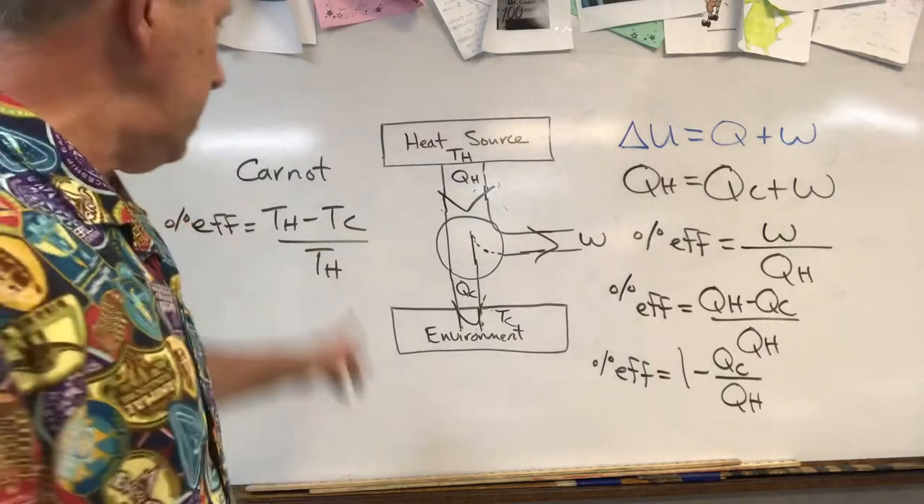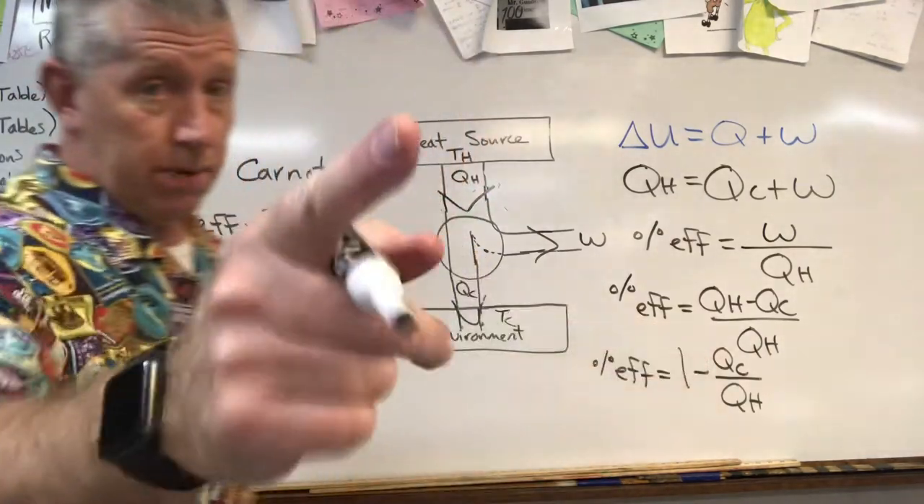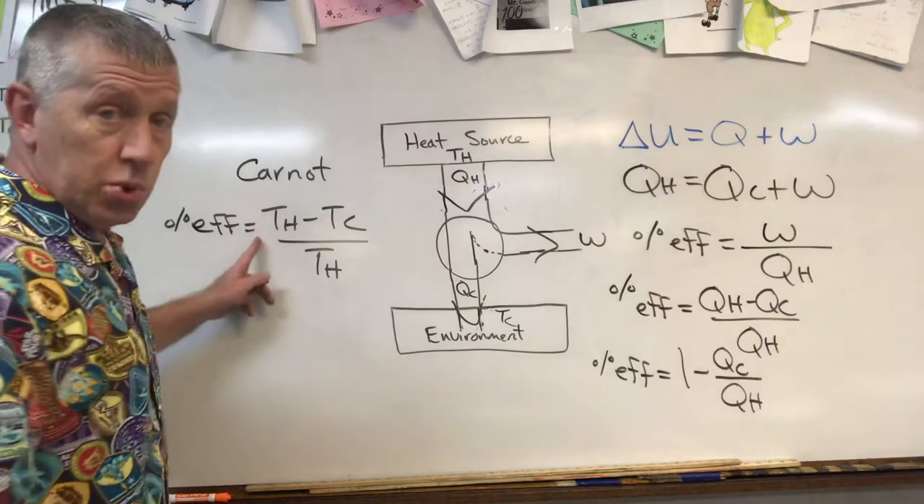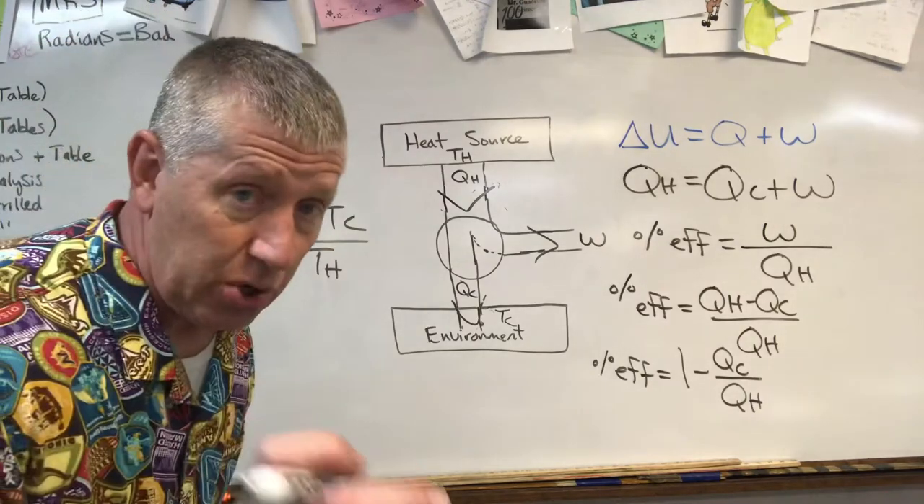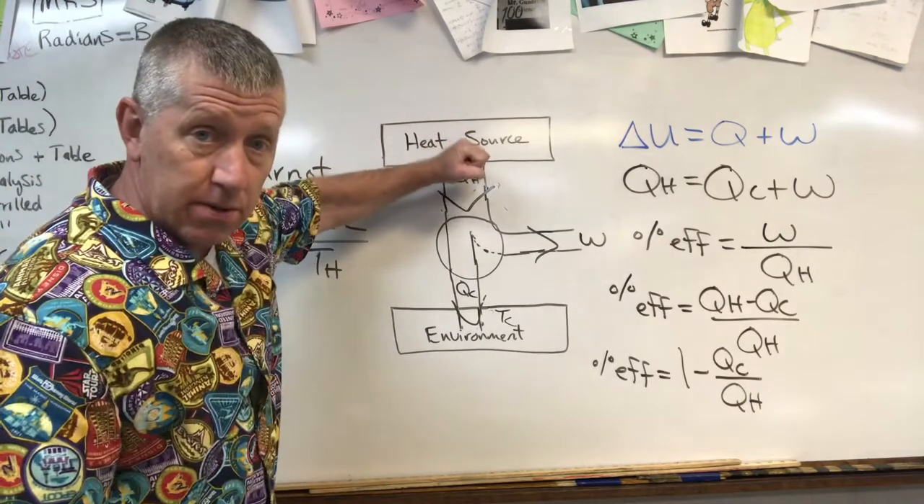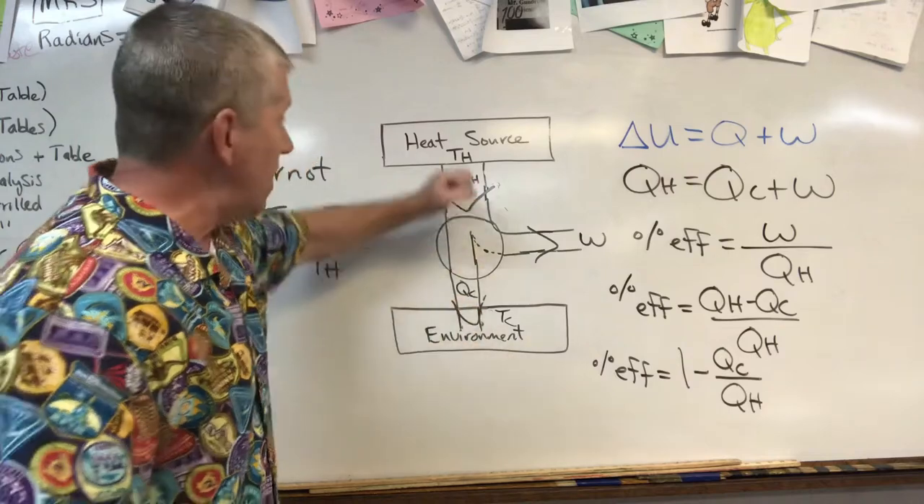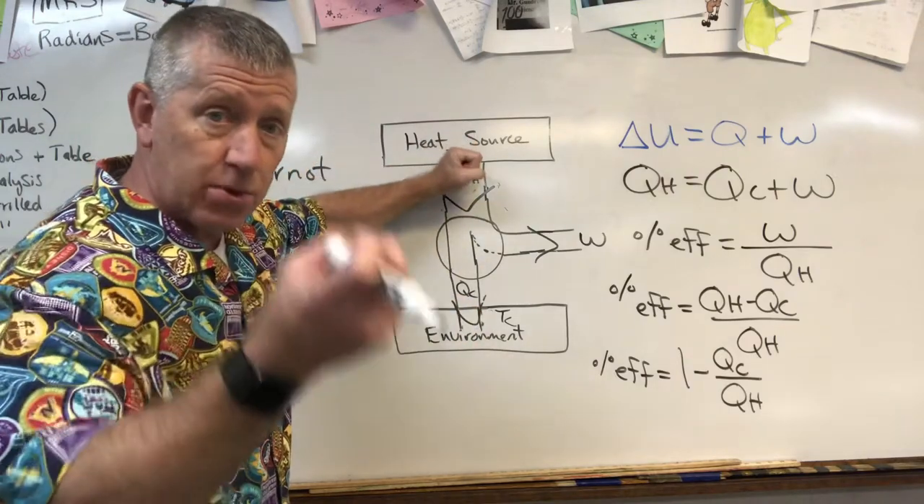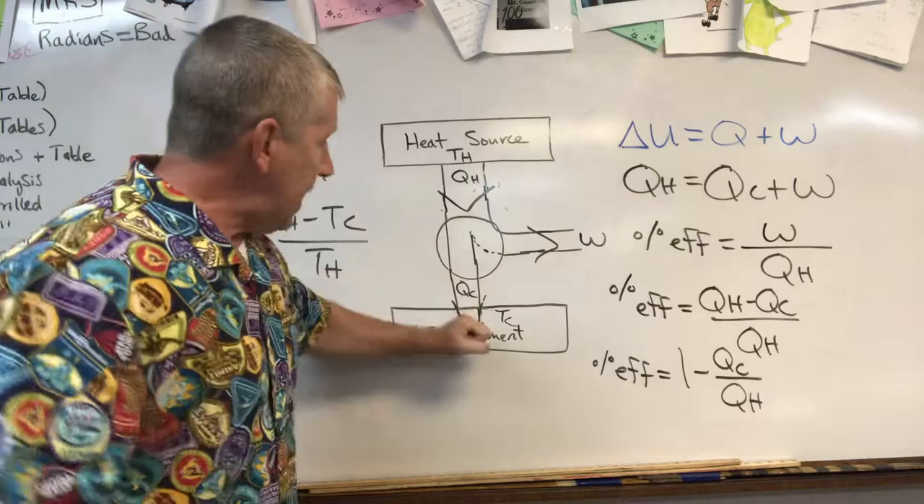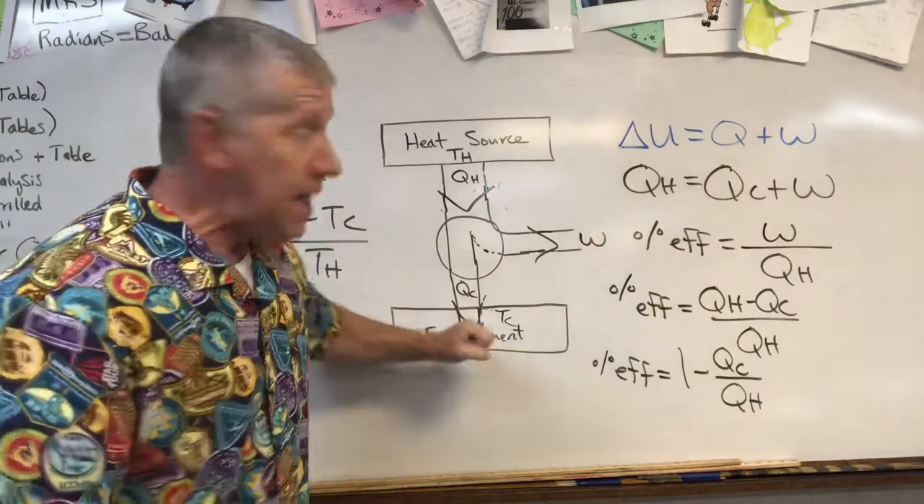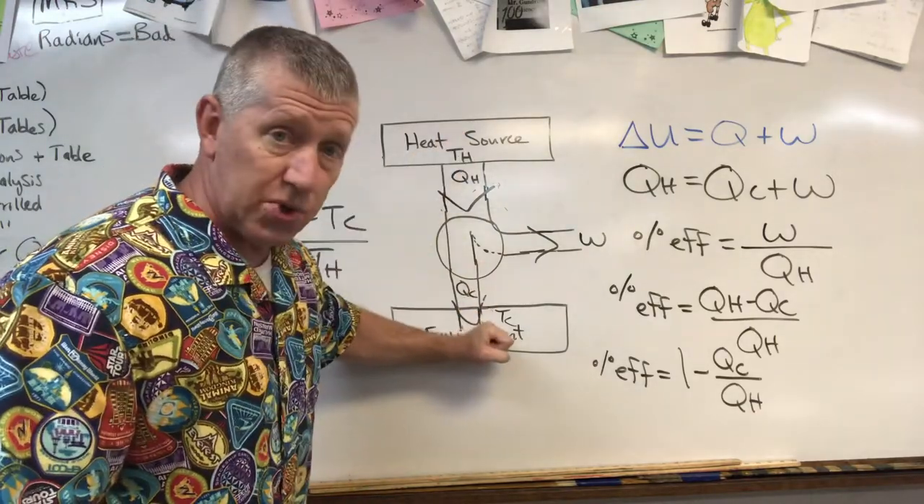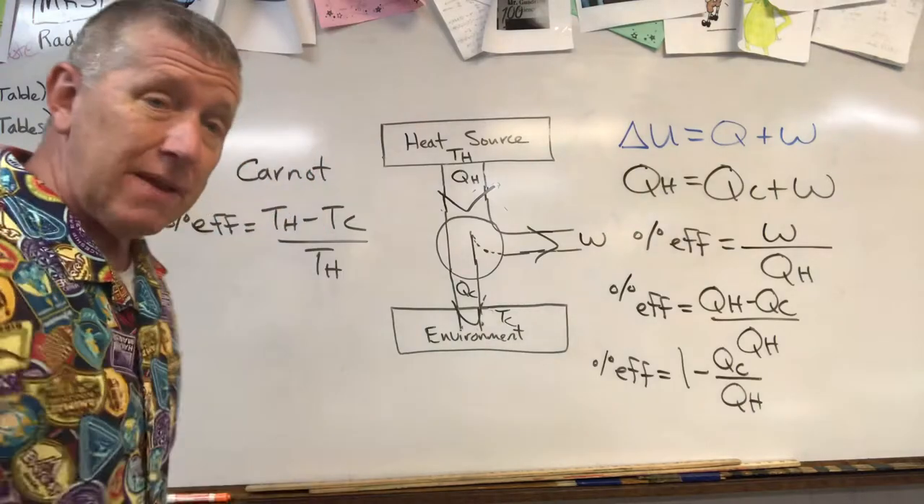Look how familiar that looks to this one. But don't confuse them. This one is going to be used when we have temperatures of the engine outside and inside the engine. So, what's the temperature at the source of the engine where the heat is coming from, and the heat sink where the heat is going? If I know those temperatures, then I can also get a percent efficiency.